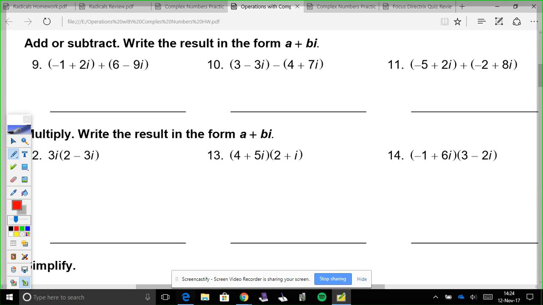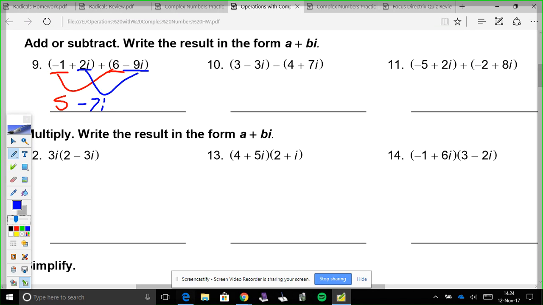For number 9, I'm adding, so I'm just going to add my like terms. So I have -1 plus 6. So combine them, -1 plus 6 is 5. Right? And then I also have 2i minus 9i. 2 minus 9 is negative 7, so I'll have negative 7i. So there's my answer, 5 minus 7i.